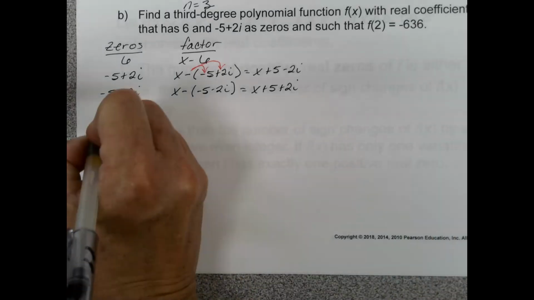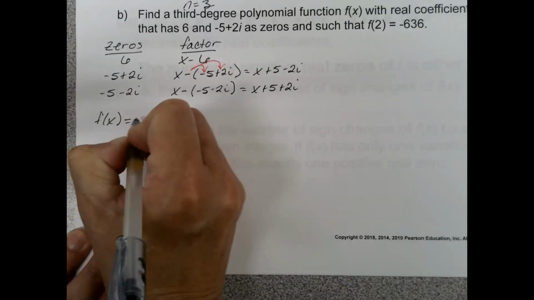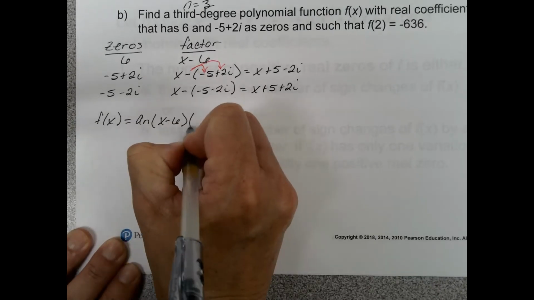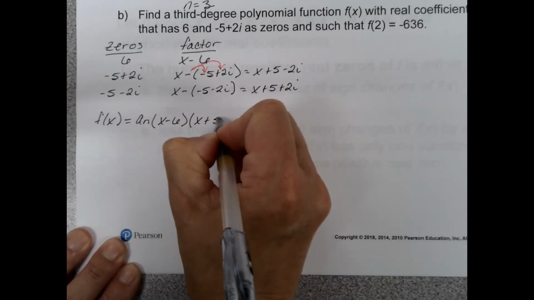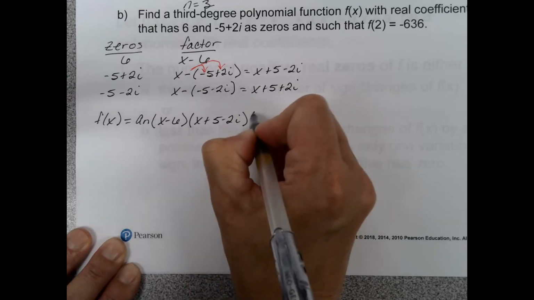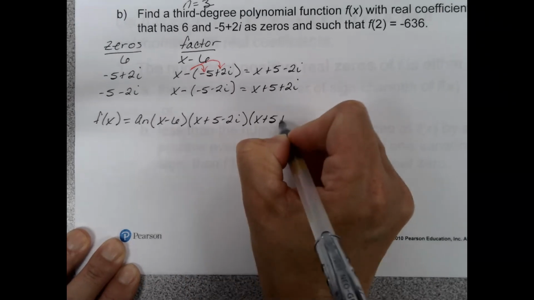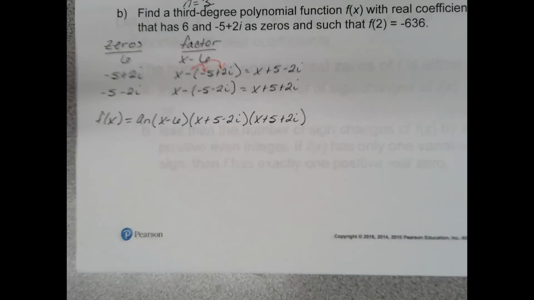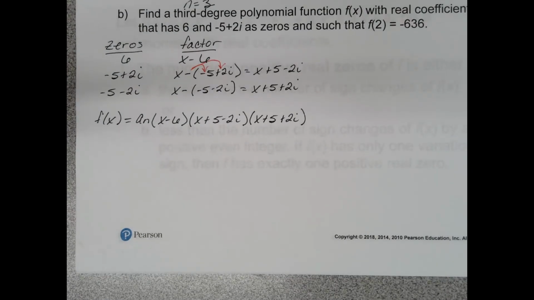So that our function f of x will be a sub n times x minus 6 times x plus 5 minus 2i times x plus 5 plus 2i. Any questions on getting the form to this point?